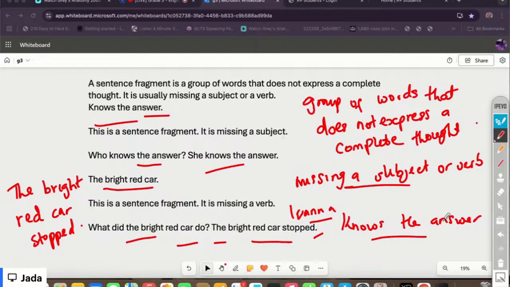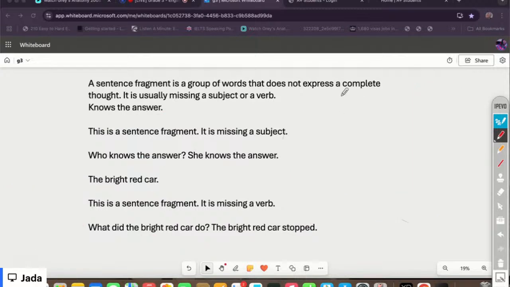So we have the first sentence from Ivana: "I am listening to the classes." Okay, good job, because I is the subject, listening is the verb. So that's correct. This is a complete sentence.